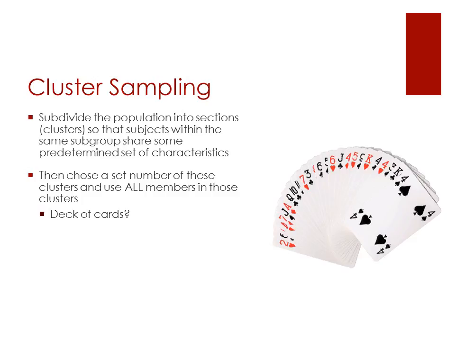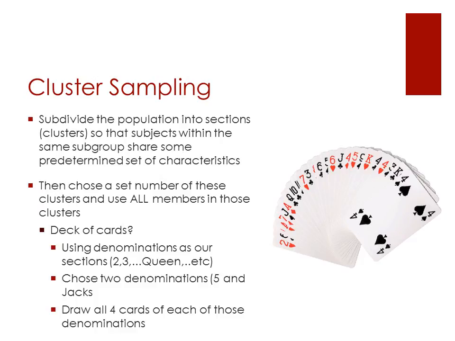So let's apply that to a deck of cards. What would that look like? Well, here, for example, I would use denominations such as 2, 3, queen, all the way up through. I would then choose 2 denominations, let's say 5s and jacks, and I would draw all 4 cards of each of those denominations. That would give me my sample size of 8 from a deck of 52 cards. Notice that this gives me a very different composition for my sample than the stratified sampling approach.